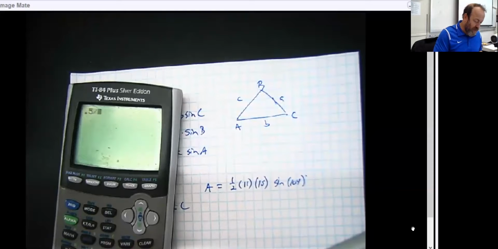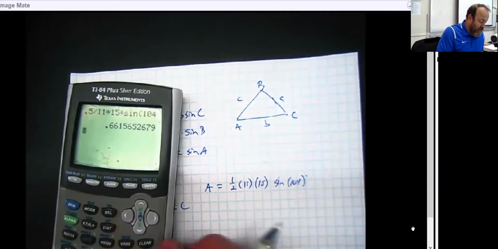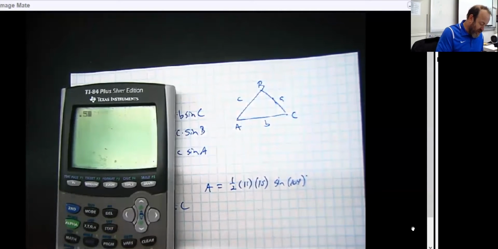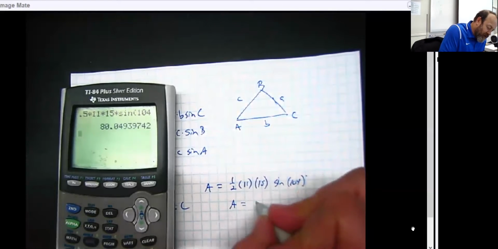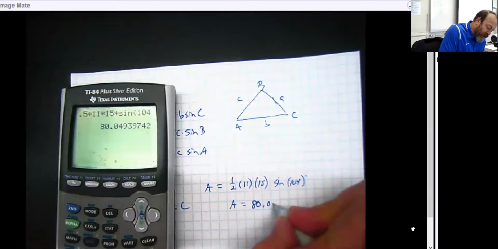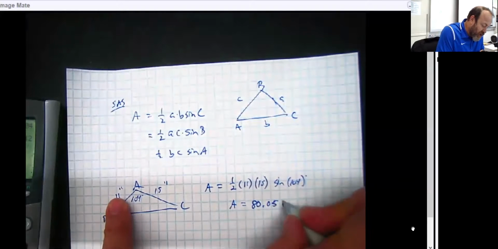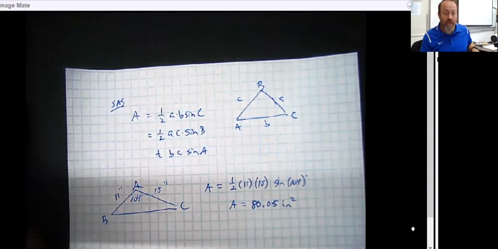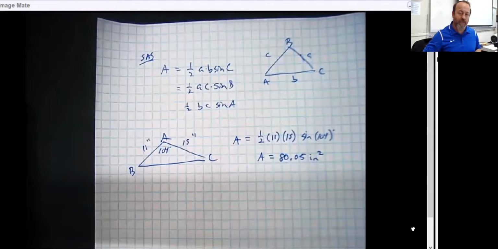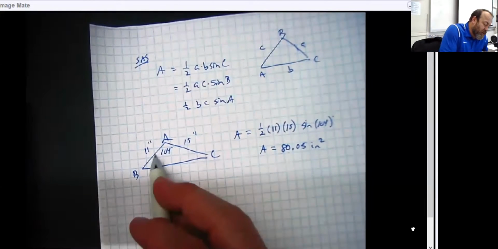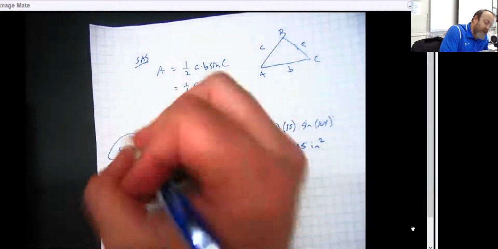I start with 0.5 times 11 times 15 times the sine of the angle in the middle. 0.5 times 11 times 15 times the sine of 104. And I've got that the area of this triangle is 80.05. I think I did this in inches, so this would be inches squared, and it's literally that easy. That's amazingly simple.